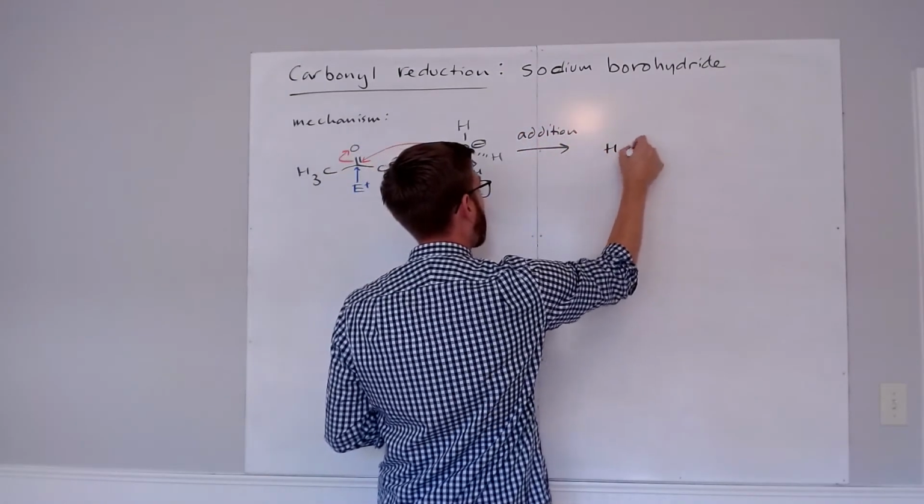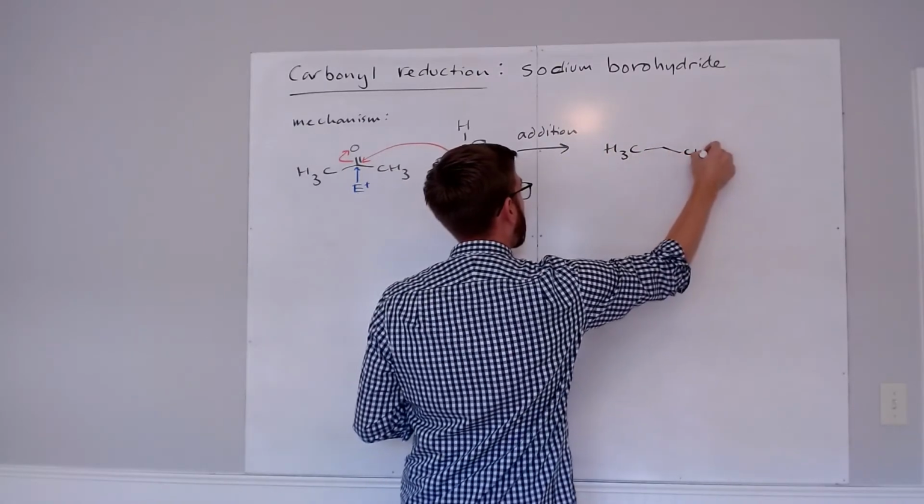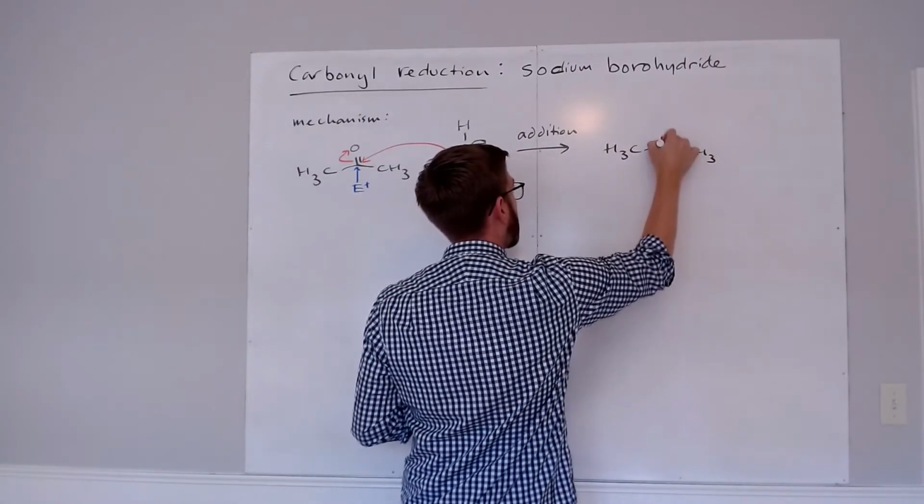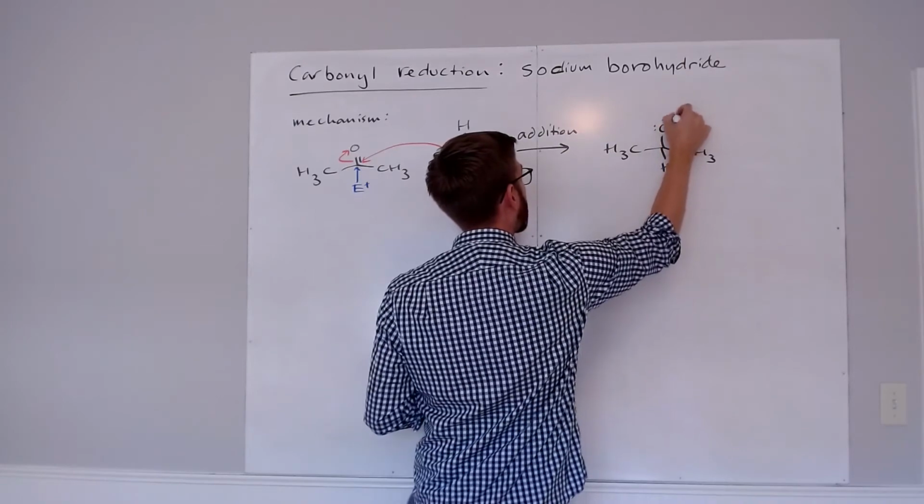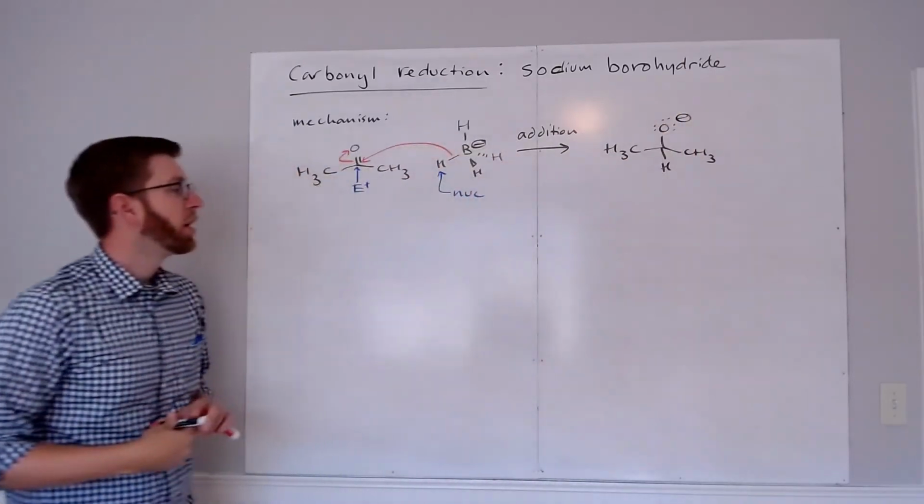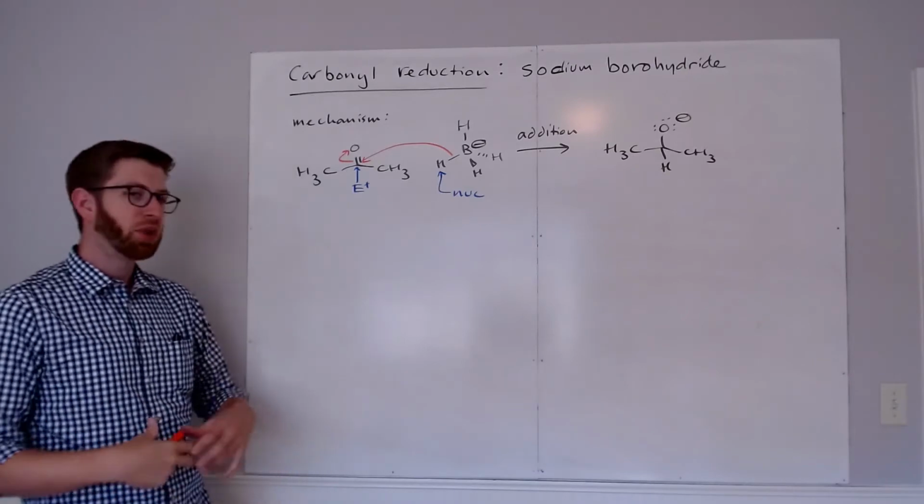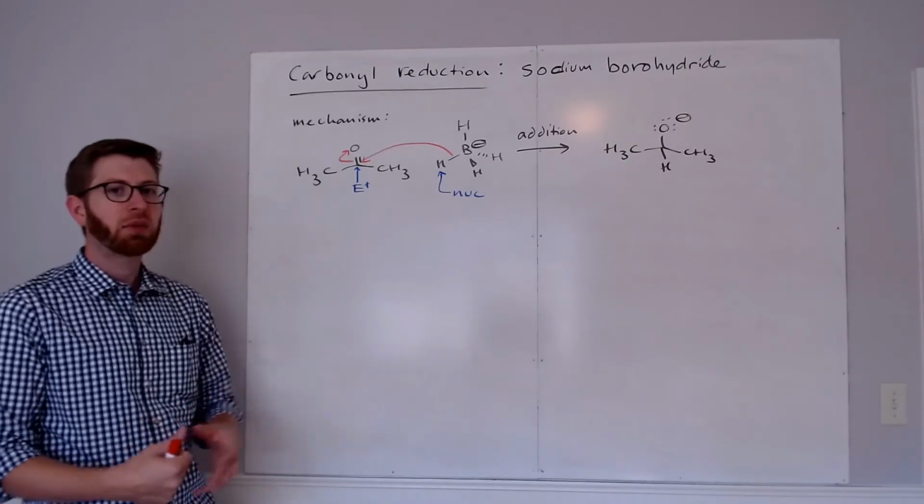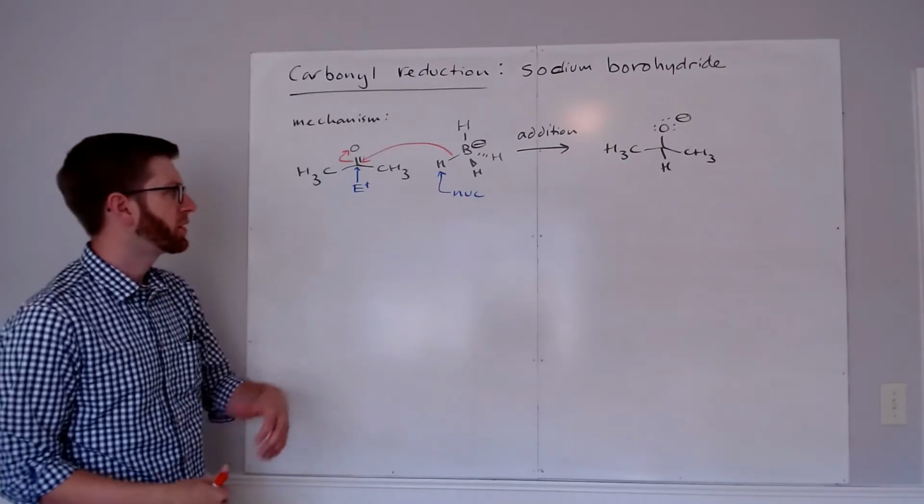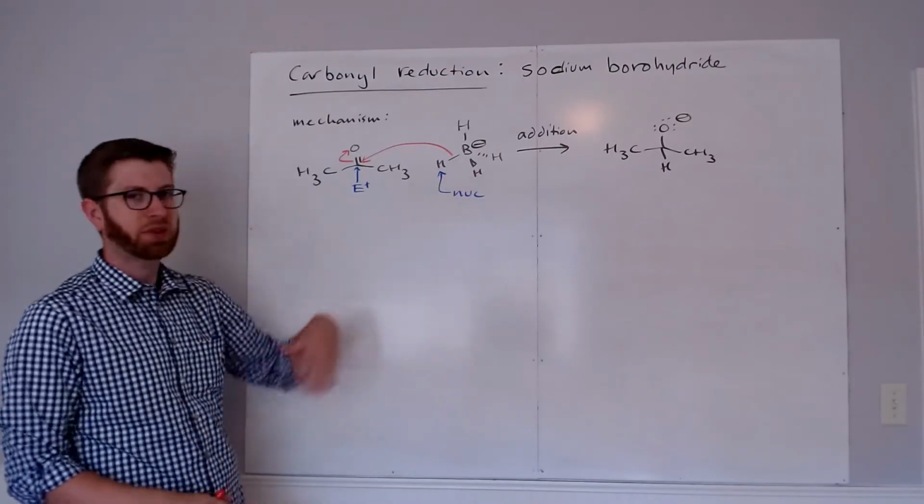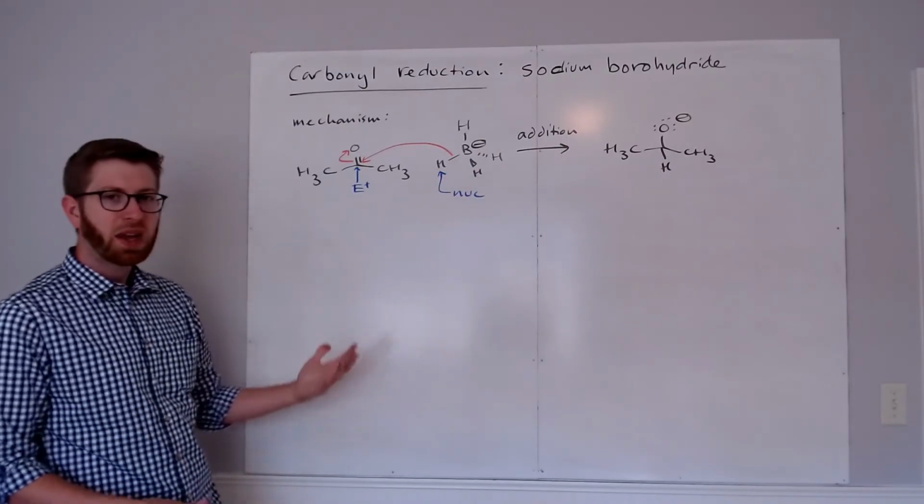That gives us our intermediate, where we've got an oxygen that's negatively charged. I'm not going to talk about the fate of the boron. It's kind of complicated. We could work through it. You could understand it, but it's not really important. This stuff becomes waste after it delivers the first hydrogen, so I'm just going to leave that out for now.